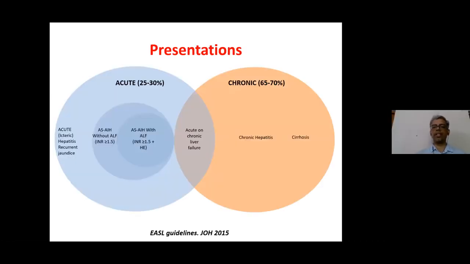So we talked about the presentations. The presentation of autoimmune hepatitis may vary from an acute presentation. To reiterate again, it may be an acute viral hepatitis-like picture, recurrent jaundice, acute severe autoimmune hepatitis, acute severe autoimmune hepatitis with acute liver failure, chronic hepatitis, cirrhosis, or acute on chronic liver failure. So these would be the typical 7 clinical scenarios with which a patient may present to you. And I will talk about each of these scenarios and their management in the subsequent slides.